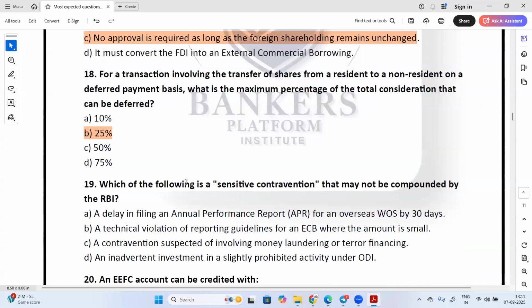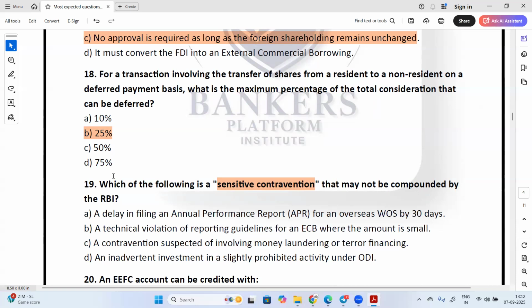Question number 19. Which of the following is a sensitive contravention that may not be compounded by RBI? Our options are: a delay in filing an annual performance report for overseas WOS by 30 days, a technical violation of reporting guidelines for an ECB where the amount is small, a contravention suspected of involving money laundering or terror financing, an inadvertent investment in a slightly prohibited activity under ODI. You have to tell which of the following is a sensitive contravention that may not be compounded.